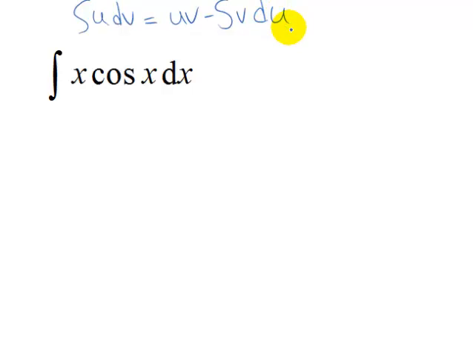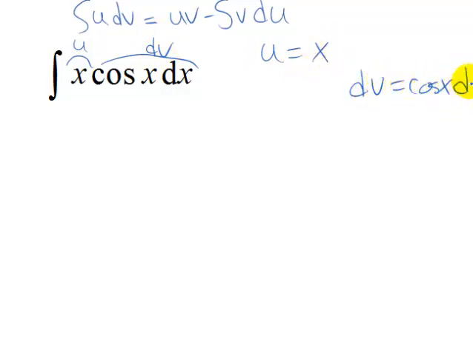Couple rules of thumb. If you have one of the functions that would go to 0 if you differentiate it enough times, in this case x, first derivative is 1, second derivative is 0, that's generally a good thing to try for u. We see that the cosine x would just cycle between positives or negatives, sines or cosines. It wouldn't go to 0. So I'm going to call this one u and this one dv. So we have u equals x and dv equals cosine x dx.